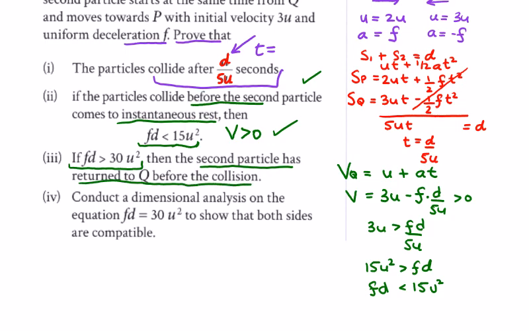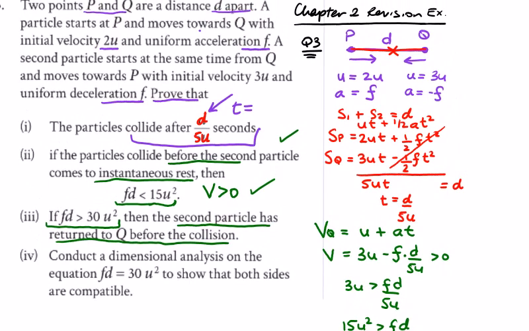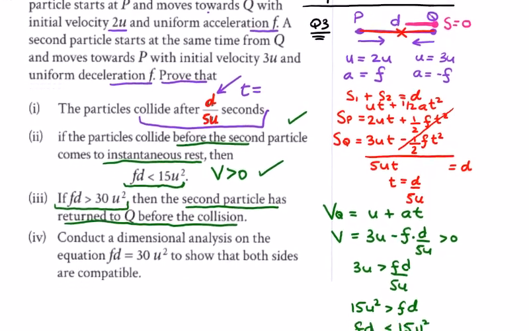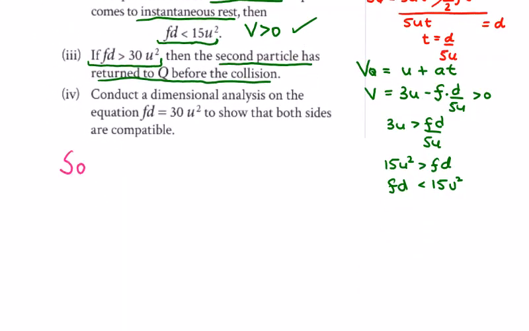Well, if it has returned to Q, what has happened? This second particle goes in this direction and then goes back to here. The distance travelled will be equal to 0. A negative distance in the opposite direction will give a negative answer, so it has returned to Q. So let's look at the distance for Q, which will be less than or equal to 0 if it's returned to Q. So S of Q is equal to ut plus a half at squared.